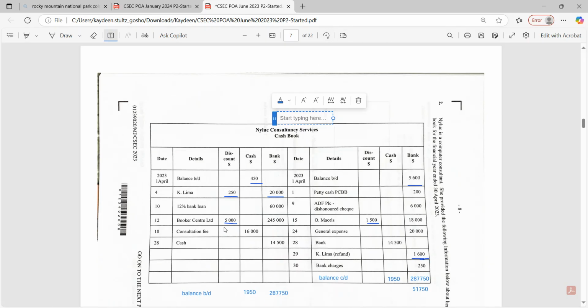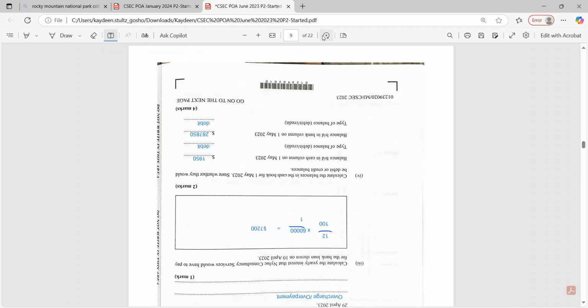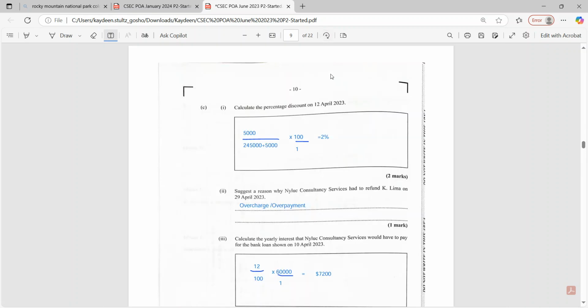We have Booker Center Limited, $5,000 discount and $245,000 bank. So to calculate that, we would have the $5,000, which is the discount, plus the $245,000, which we collected, plus the $5,000 multiplied by 100, right? And that gives us 2%.